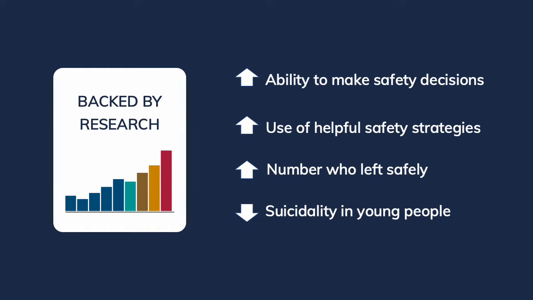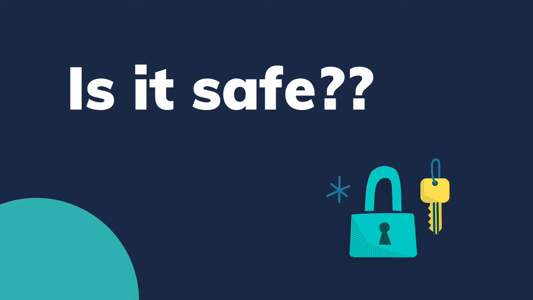People who used myPlan had less decisional conflict than those who didn't, meaning they were able to move forward in making safety decisions more easily. People who used myPlan tried more safety strategies that were helpful in stopping or coping with the abuse. More women left their abusive partner safely, and importantly in young people, myPlan users had reduced suicidality. Anybody who wants to dig deeper into the science and the other outcomes, we have our publications listed on our website at myplanapp.org.